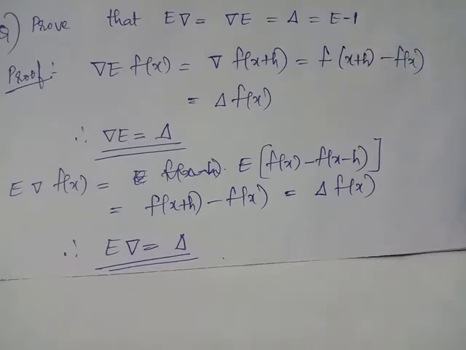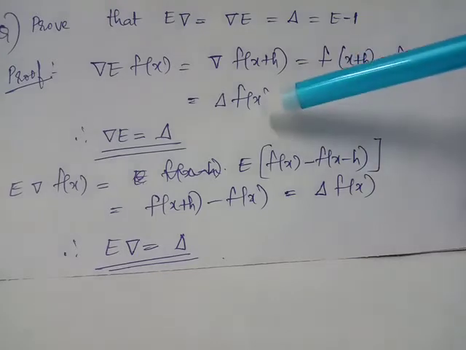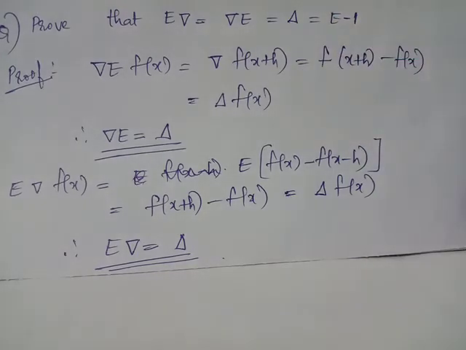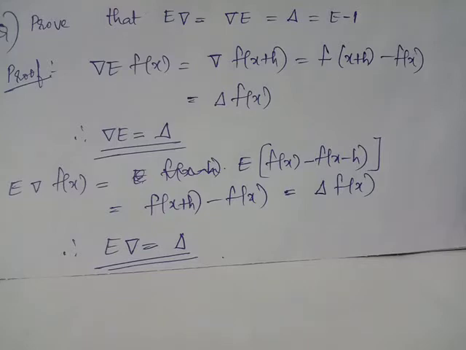But this can also be evaluated as the forward difference operator acting on input f of x, because when the forward difference operator receives an input f of x, it will evaluate the difference between the function's value at the incremented position x plus h minus the function's value at this position itself. Thus, we have del E equals delta, or giving f of x as input to operator del E is exactly the same as giving the same input f of x to the operator delta, which is the forward difference operator, from which we can conclude that del E equals delta.